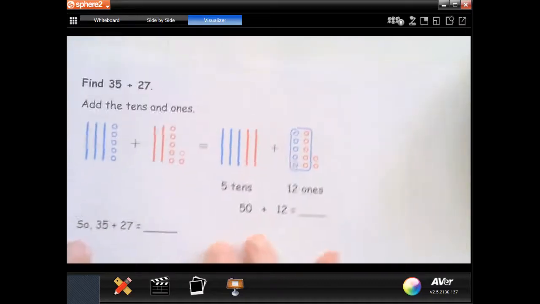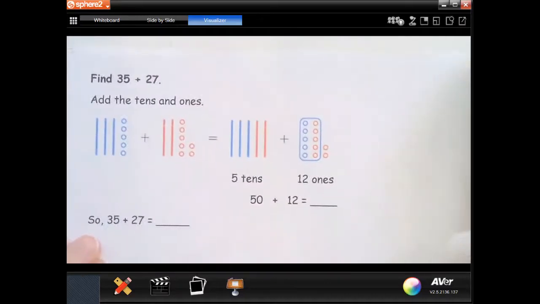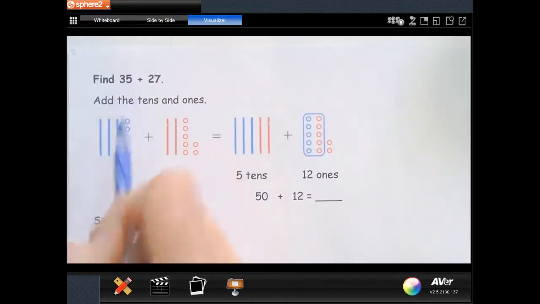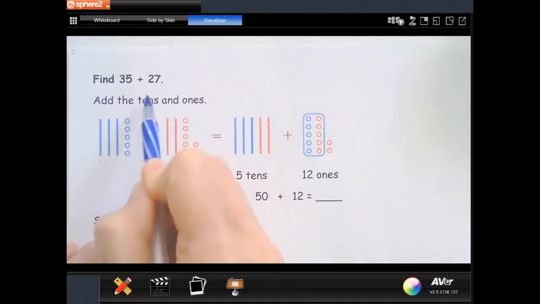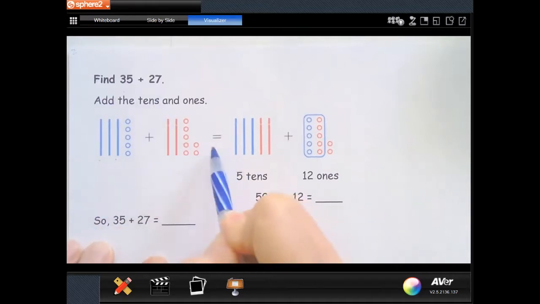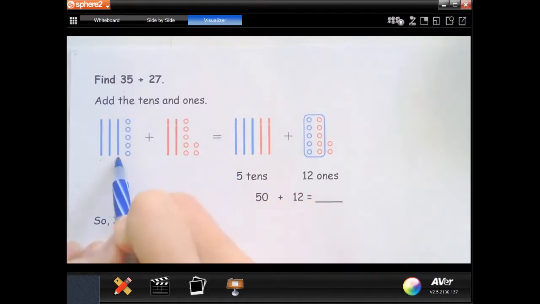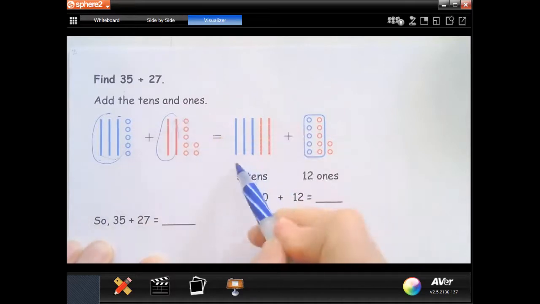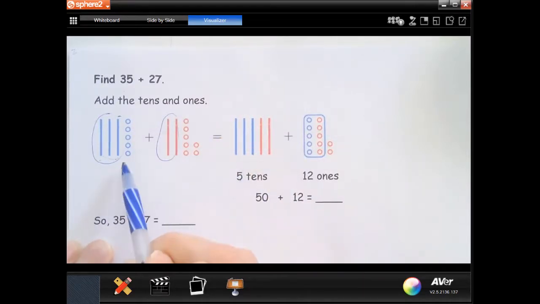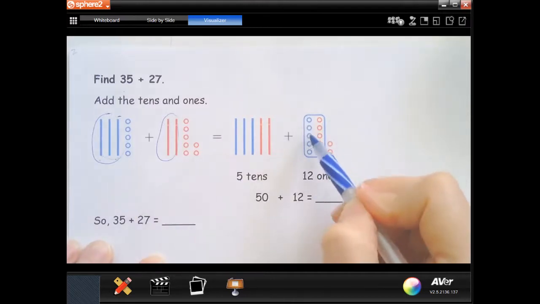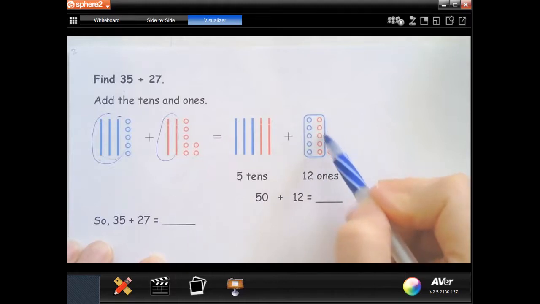This problem says find 35 plus 27. Add the tens and ones. 35 means 3 tens, 5 ones. 27 is 2 tens, 7 ones. It is the same as adding the tens first. So I have 3 tens and 2 tens. That equals 5 tens. Now I'm going to add the ones. So there was 5 ones for 35 and 7 ones for 27.